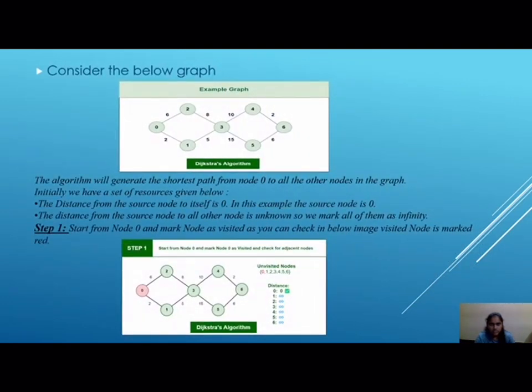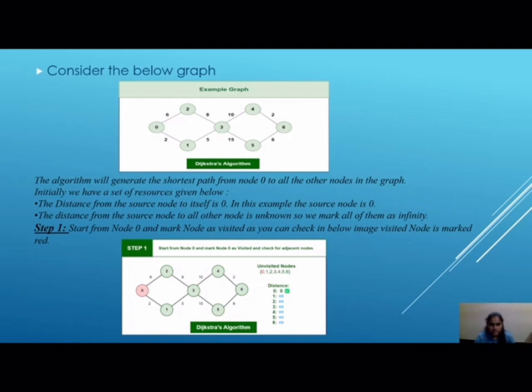Now consider the graph below. Example graph. The algorithm will generate the shortest path from node 0 to all other nodes in the graph. Initially, we have a set of values given below. The distance from the source node to itself is 0. In this example, the source node is 0. The distance from the source node to all other nodes is unknown, so we mark all of them as infinity.